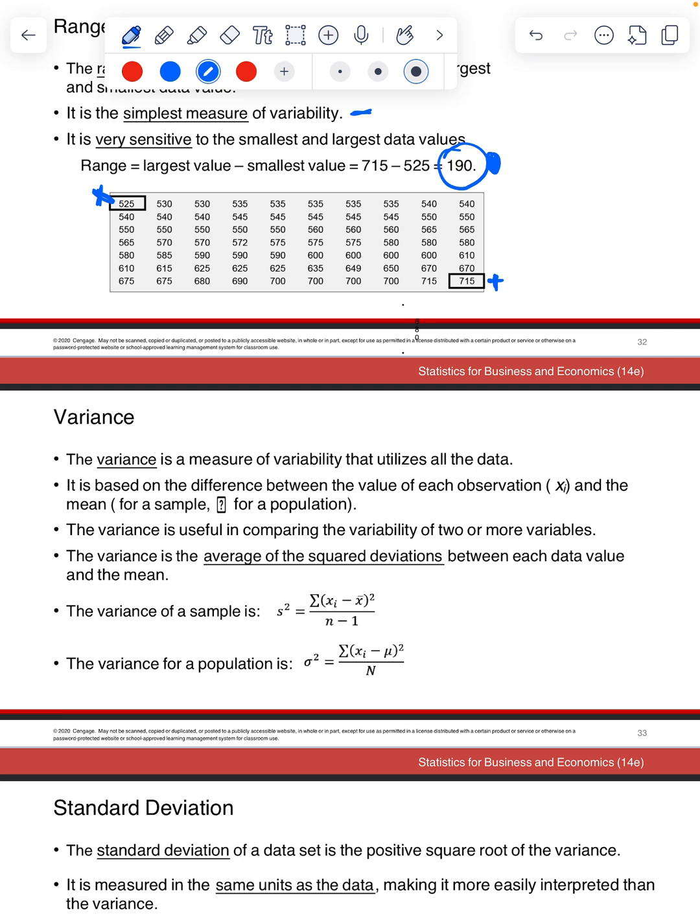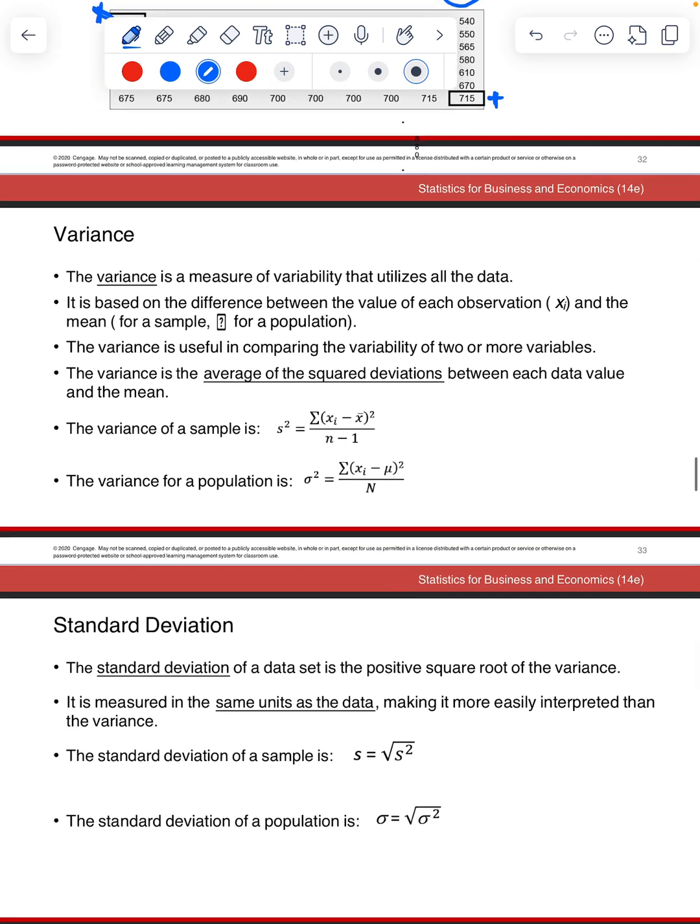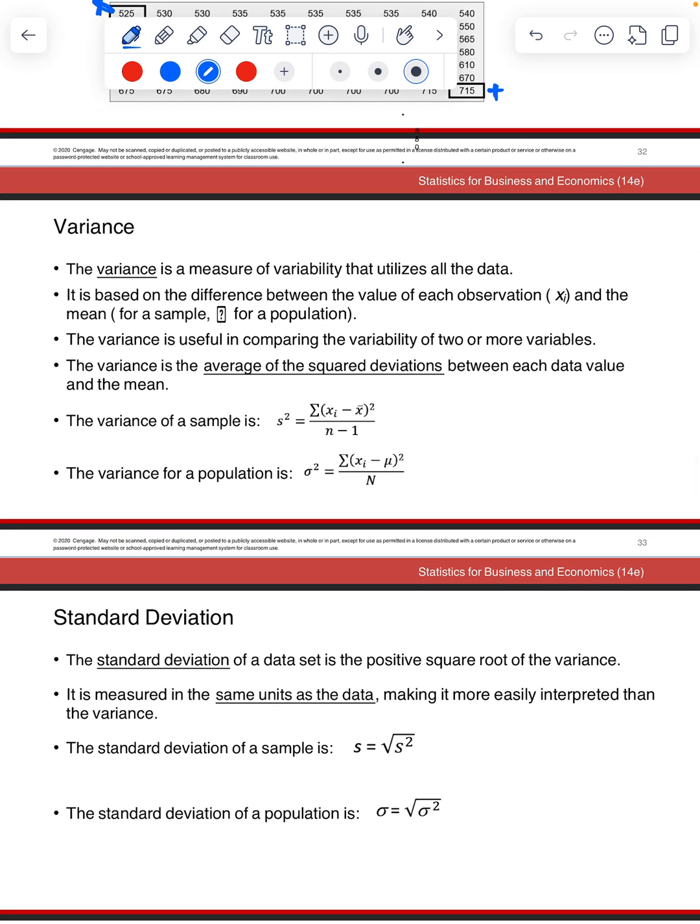It's based on the difference between the value of each observation and the mean for the sample or the population. And variance is useful in comparing the variability of two or more variables. And so you're going to take the average of the square deviations between each data value and the mean. So this is an example of the variance of a sample, and this is an example of the variance of a population.